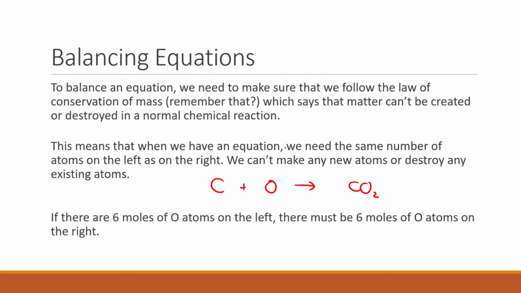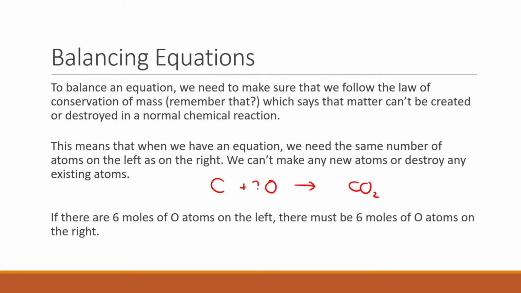So see, this equation is not balanced. There's one carbon on the left, one carbon on the right, one oxygen on the left, but two oxygens on the right. So in this situation, if we read this literally, we have created a brand new oxygen atom. And that is not something that we have the power to do. We can't just make atoms. So we need to adjust. We need to have this be balanced.